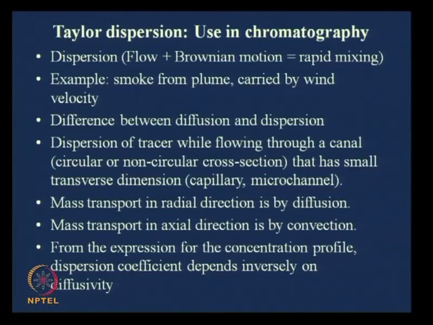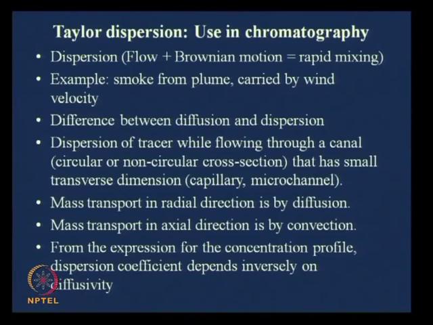Dispersion of tracer while flowing through a canal, circular or non-circular cross section. Micro channels are pretty much non-circular. If you see how the etching is done, we expect that there would be an aspect ratio and there would be an angle, because that is how the etching takes place. So, you will end up with a non-circular cross section.